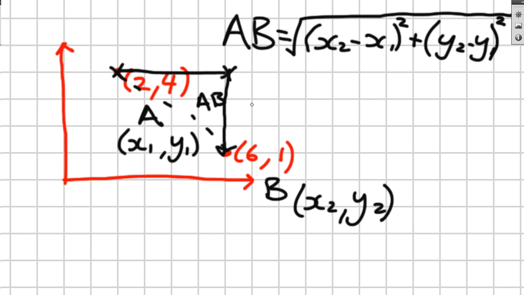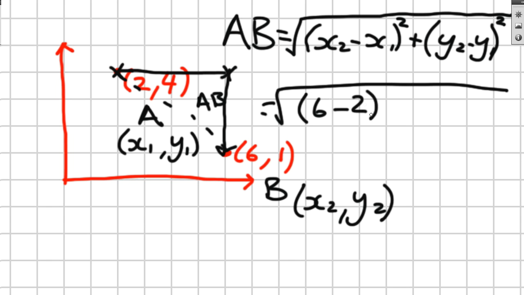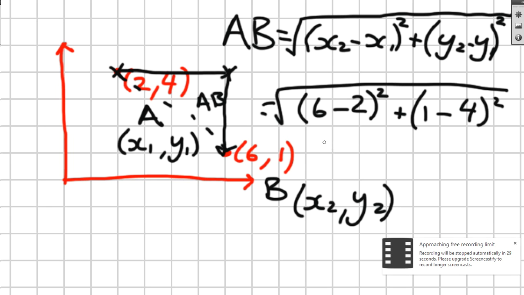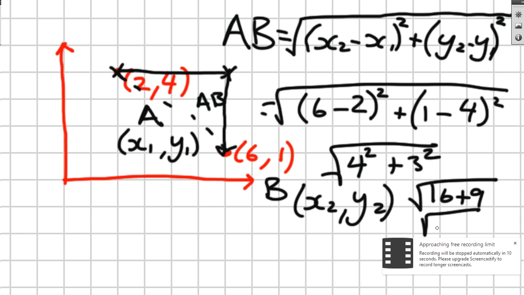Now that looks like a lot of steps, but if I give you 2 points, 2, 4 and 6, 1, all you have to do is rewrite this and fill in the values. So here we are, x2, well, that is 6, minus x1, that is 2, squared, add y2, 1, minus y1, 4, squared. Now this equals 6 take 2 is 4, squared, add 3 squared, square root that. That equals 16, add 9, square root of that, square root of 25, which equals 5. Our length here is 5.